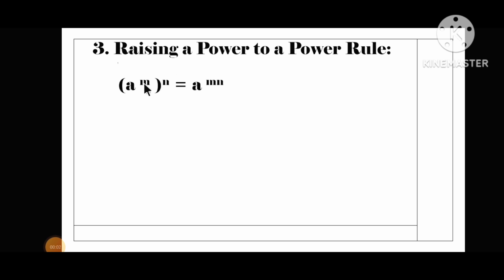Okay, next rule. Raising a power to a power rule. A to the m raised to n is equal to a to m times n. So this time we multiply the powers, no? Example, m squared raised to 3 is equal to m raised to 2 times 3. Okay? And therefore that is equal to m raised to 6.